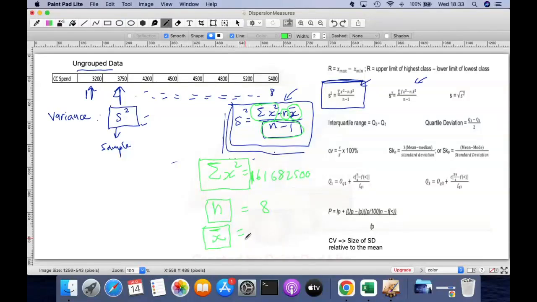If you want x bar, it's the same principle. Press on your calculator, press shift 1, choose the variable option, and you'll see the symbol x bar. You select that, and I'll get this value. Let me write it out for you: 4443.75. Now you've got all the values to feed into this equation.